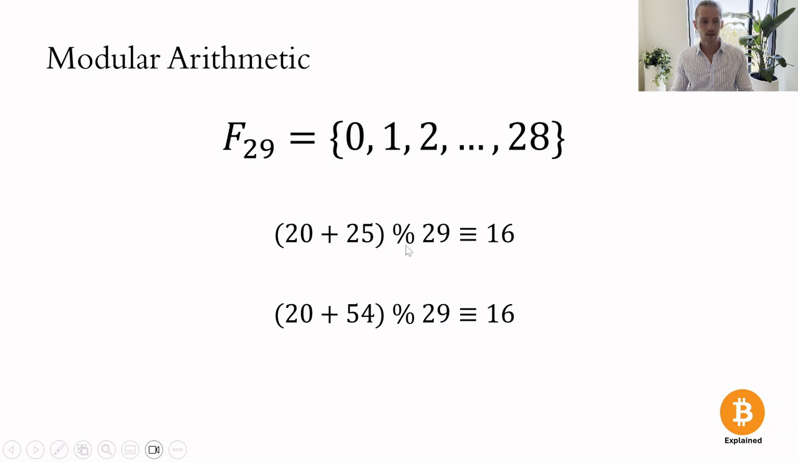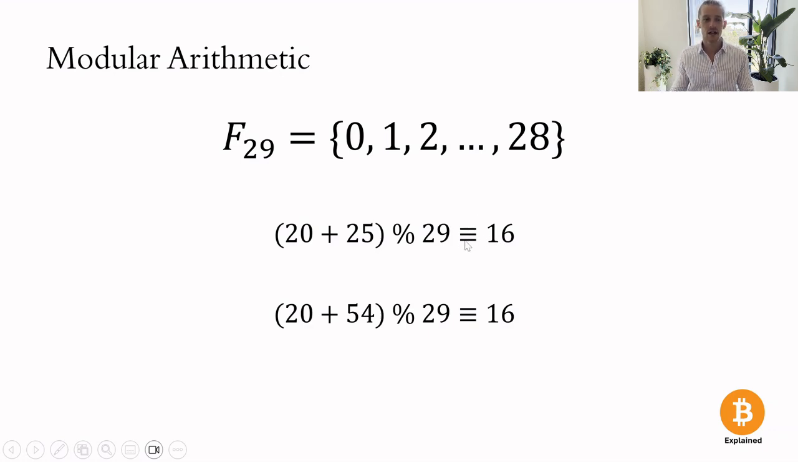This symbol here, the percentage sign, indicates that we're doing a modulo operation. And what that just means is that the result of this operation, or all that we care about in this operation, is doing the division and then getting the remainder. Meaning that if we add 20 to 25, we get 45. If we then divide that by 29, we get 1, the quotient, with a remainder of 16.